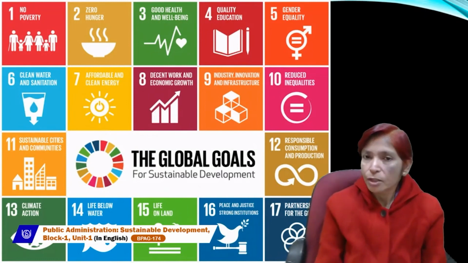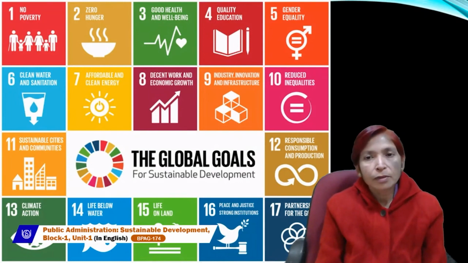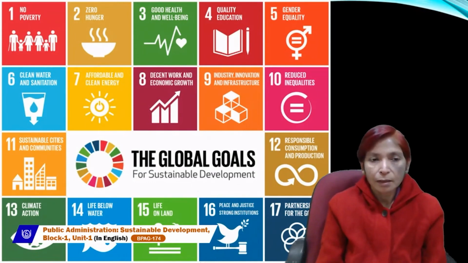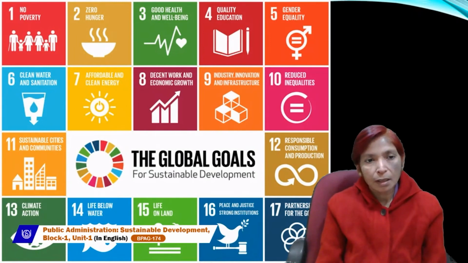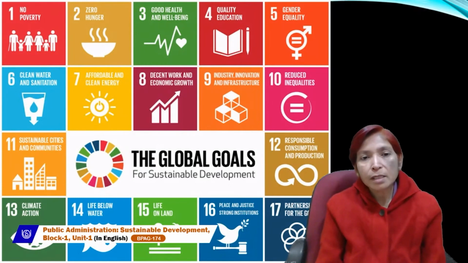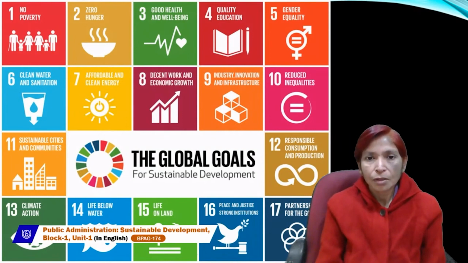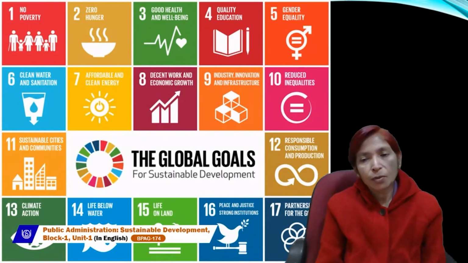Next is clean water and sanitation. Each and every person of the whole world should have this facility, then the sustainable development goal will be fulfilled. Seventh is affordable and clean energy. Energy should be affordable and clean, not contributing to increasing pollution of the environment. Next is decent work and economic growth. Next is industry, innovation and infrastructure, which should be developed and emphasized more. Next is reduced inequality. Inequality should be reduced so that all people are in the same category, not some very rich and some very poor. No discrimination, no inequality between the people of society.